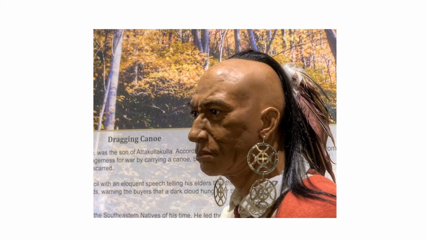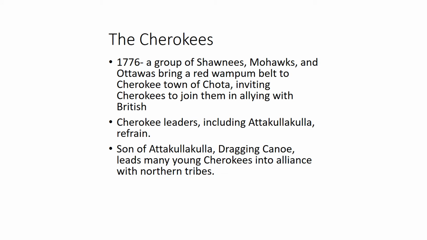When the revolution started in 1776, a group, a diplomatic attaché group, essentially, from the north came to the Cherokee towns with delegates from the Shawnee, who had been lifelong enemies and then later allies of the Cherokees. The Mohawks, again, they're part of the Iroquois Confederacy, lifelong enemies of the Cherokees. And the Ottawas. Remember, that was the tribe of Pontiac. So they came down to the Cherokee town of Chota, which was the most prominent Cherokee town, and they brought with them a wampum belt.